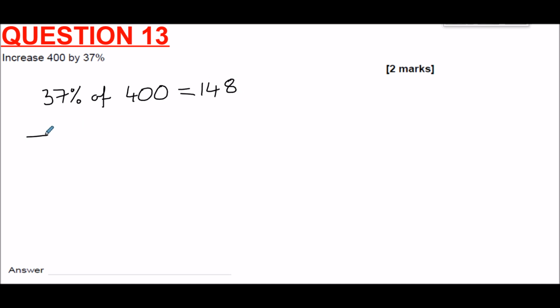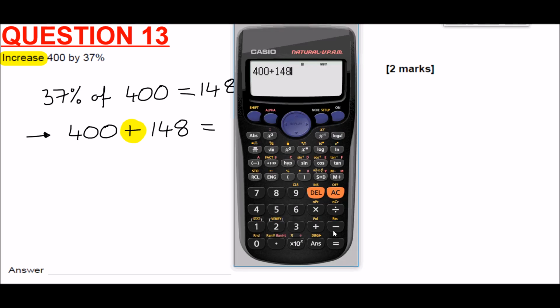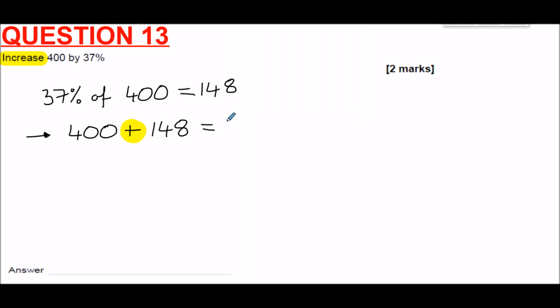Now increase means the amount's going to get bigger. So because we're increasing 400 by 37%, we're going to add on that increase. So the total will be 400 plus the 37% we just worked out earlier, which is 148. So after being increased by 37%, it'll become 400 plus 148, which is 548. And so that's our answer for question 13, 548.